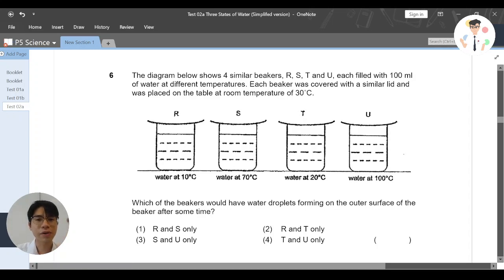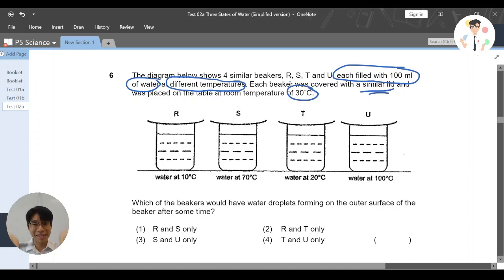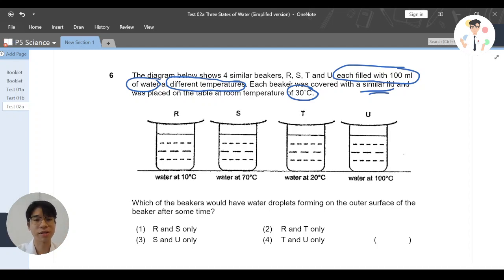Question number 6 says the diagram below shows 4 similar beakers R, S, T, U, each filled with 100 ml of water at different temperatures. Let me circle the words each filled with 100 ml of water. It means the amount of water is the same, but at different temperatures. Each beaker was covered with a small lid and placed on the table at room temperature of 30 degrees Celsius. So the water inside is at a different temperature, but the room temperature is 30 degrees Celsius.